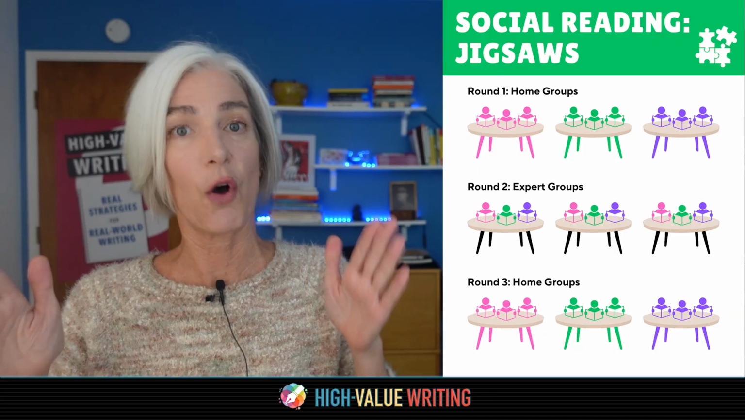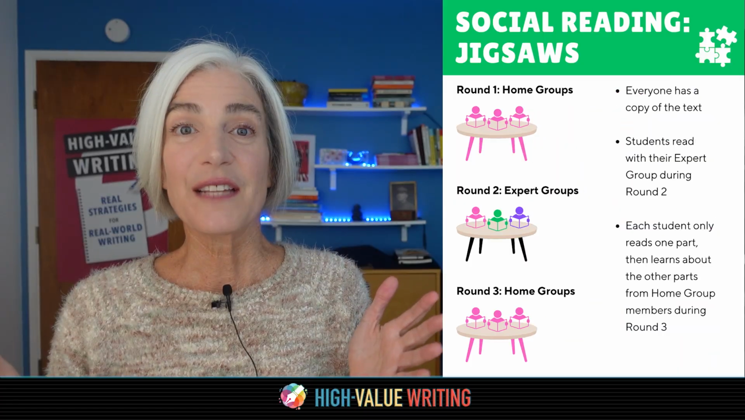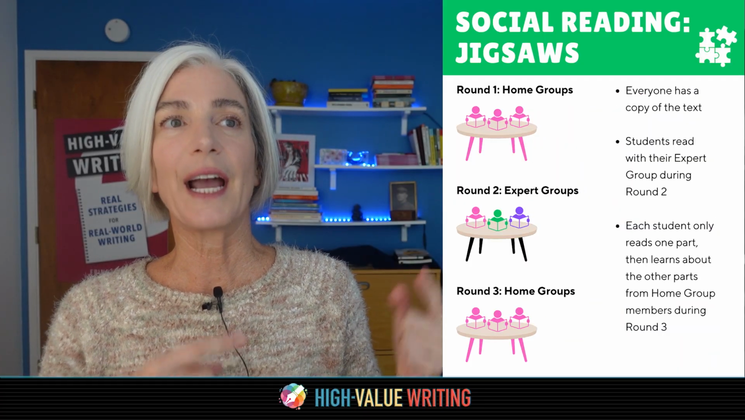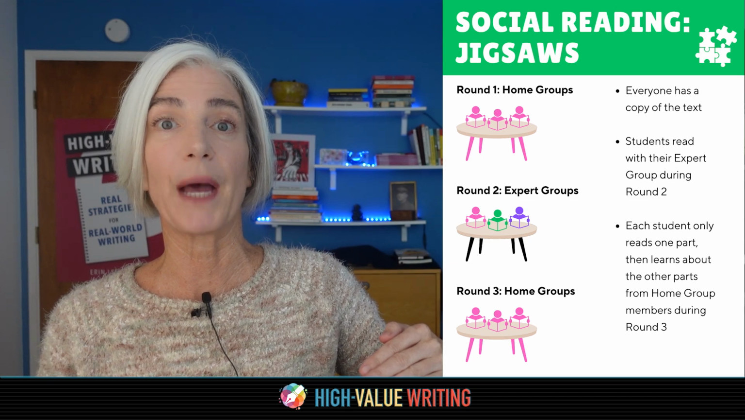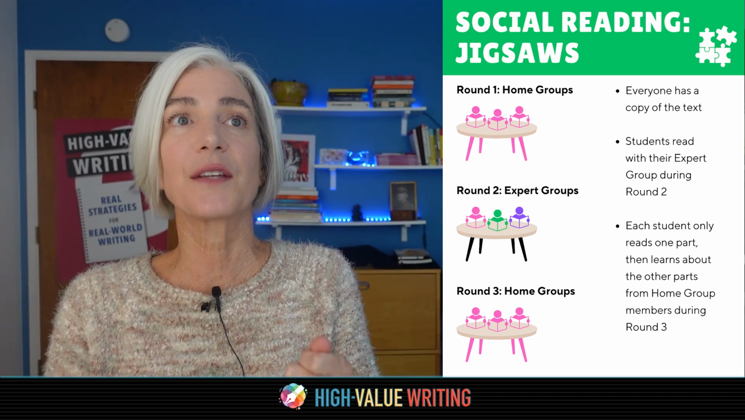So round 1, we start in the groups and I tell students, hey, number off 1, 2, and 3. Our text has 1, 2, 3 parts. You're each only going to read your part or section. You don't have to read the whole thing because they'll learn about the whole text from each other. So let's look at a couple of general guidelines and then I'll walk through with pictures the 3 rounds a little bit better.